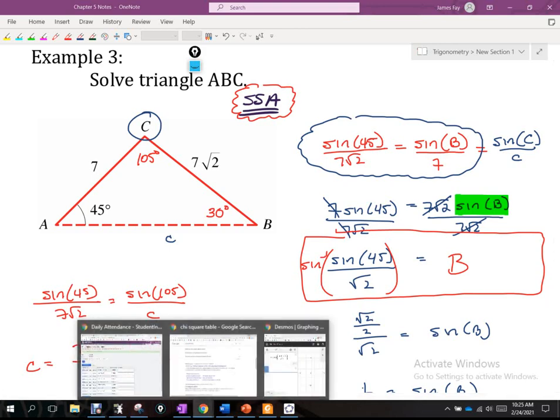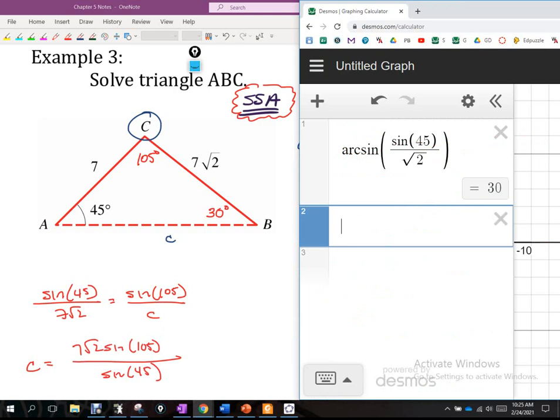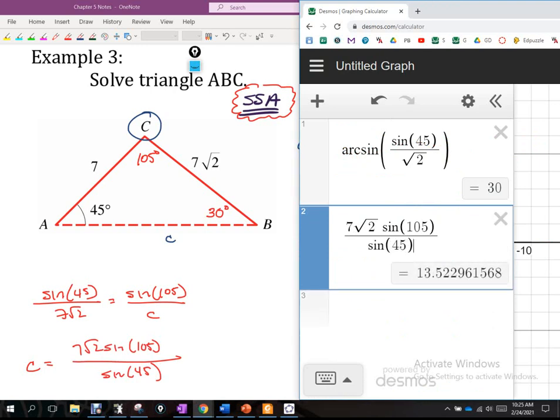Once we type that in, 7 square root 2 sine of 105 divided by sine of 45, there's the 13.52 that GeoGebra was giving us. So the ambiguity is that at the onset, per the initial conditions, we don't know how many solutions there are. We go through the work here, and now we can say there's only one solution. But even though there's only one solution, it's still called the ambiguous case.